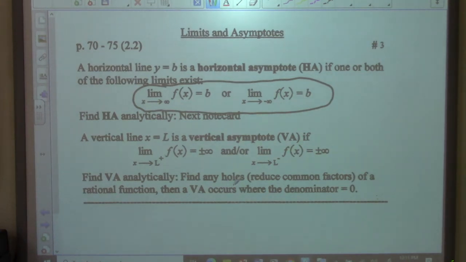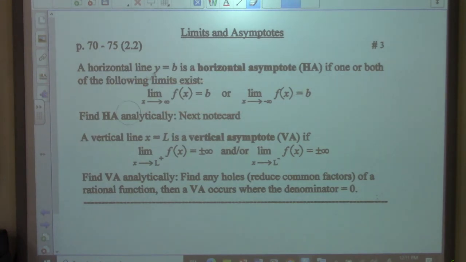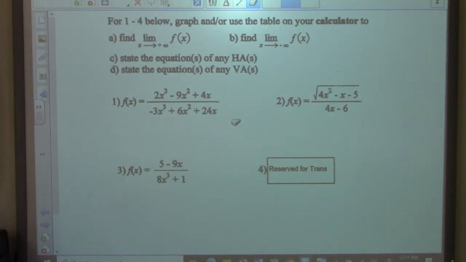And then a vertical asymptote occurs, if you don't have any holes, where the denominator is equal to 0. That's one thing we did in pre-calculus last year, and I remember it quite well because that happens to be what the pre-calculus class is doing right now.